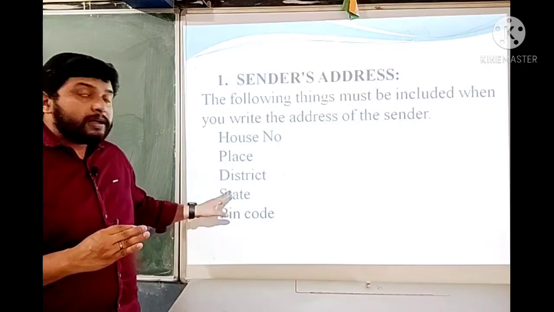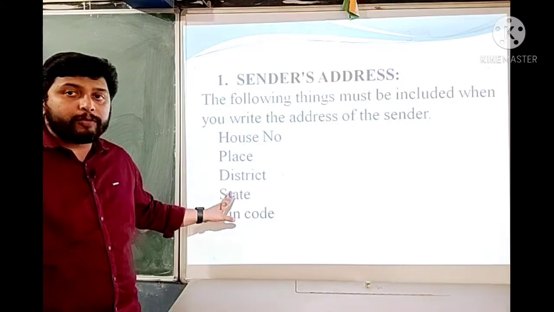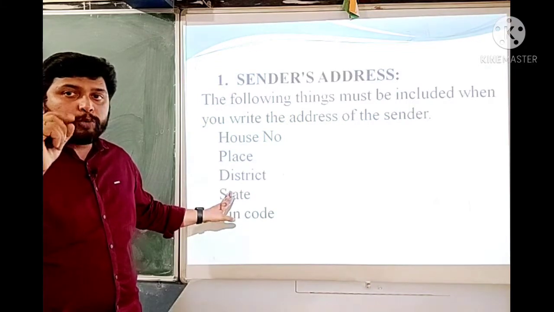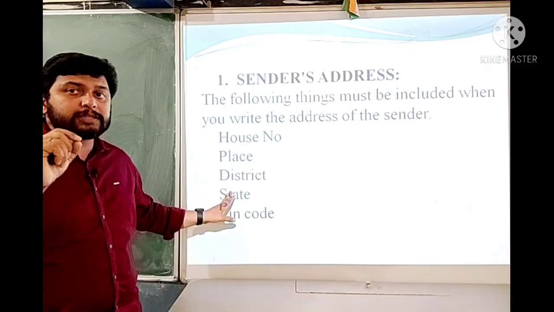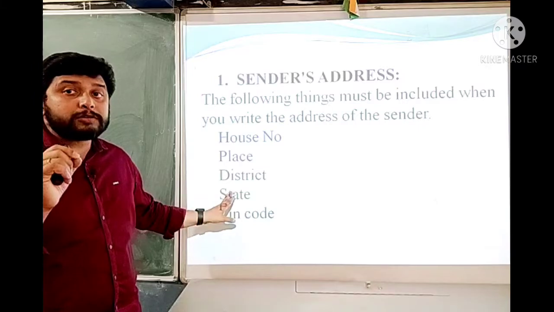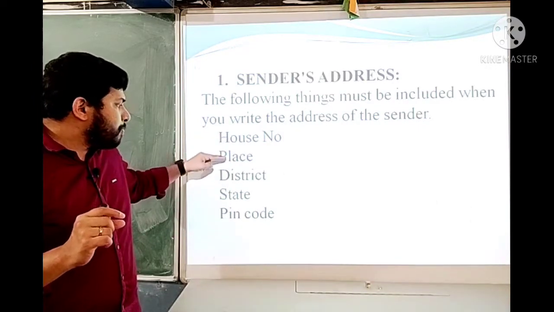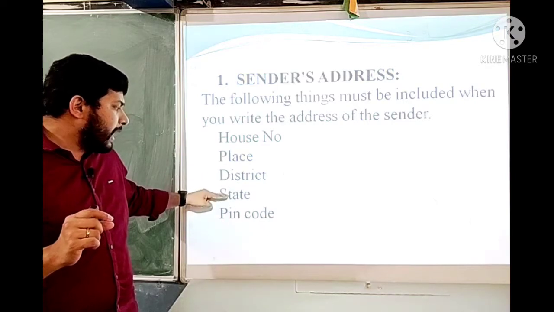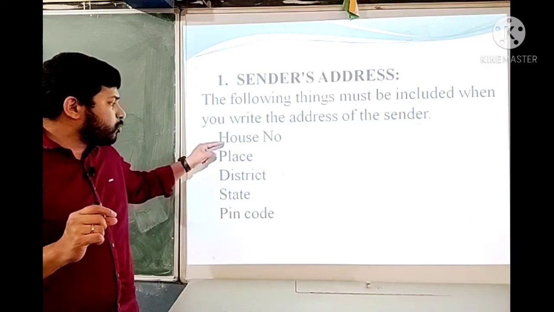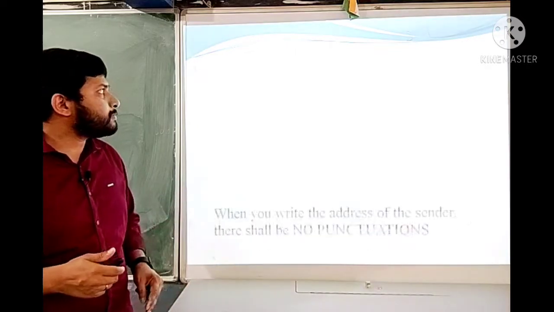And again, the name of the state, you have to write it in full form. Don't write UP instead of Uttar Pradesh, or AP instead of Andhra Pradesh. You are asked to write the full form. Okay? So, house number, place, district, state, and pin code. Each one has to be written on different lines.